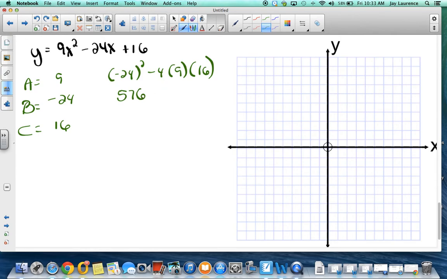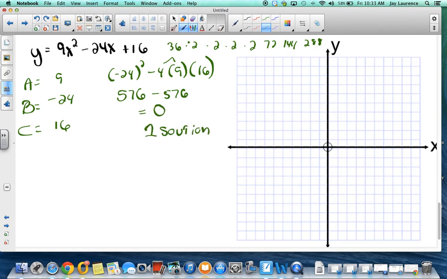All right, and now I've got 4 times 9, which is 36, right? I'm not going to multiply 36 and 16. I'm going to double it, double it, double it, and double it again, because 2 times 2 times 2 times 2 is just like 16. So 36 doubled is 72. That doubled is 144. That doubled is 288. And that doubled is 576. How about that? We're going to get a 0. Our discriminant is 0, which means there's going to be one solution.